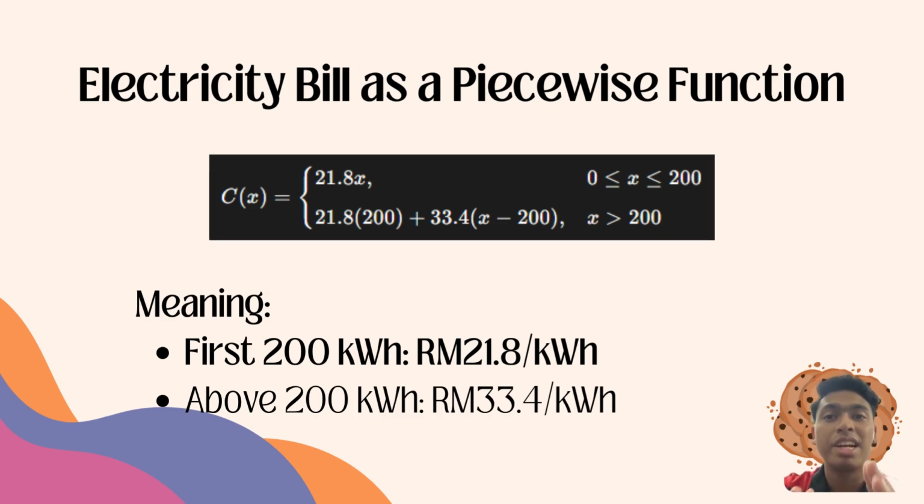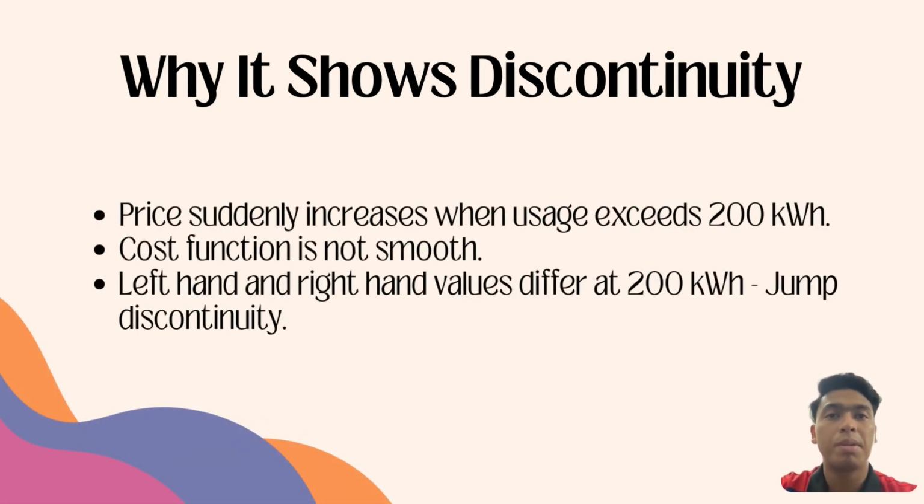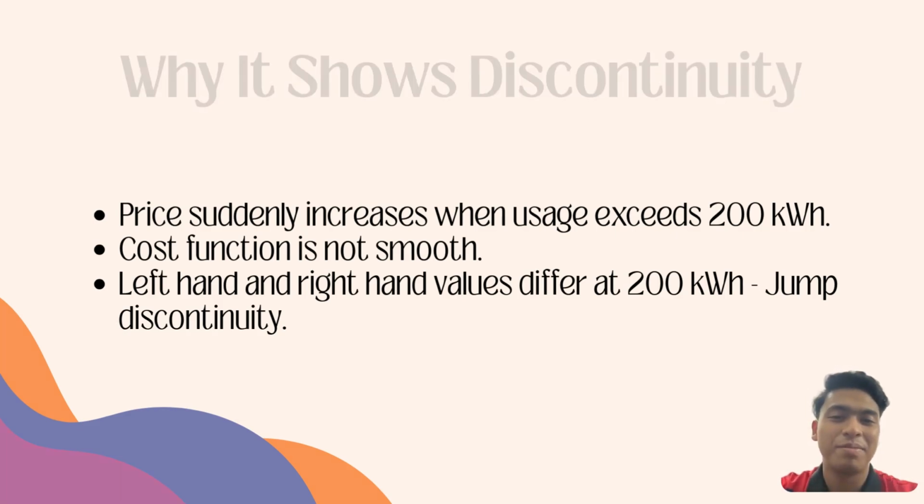This difference in rates before and after the threshold leads to a discontinuity in the cost function. The discontinuity happens because the price changed suddenly at the 200 kilowatt per hour point. This means that the cost from the left side and the cost from the right side are not the same at the point. Since the left hand limit and right hand limit are different, this creates a jump discontinuity. This example shows how mathematical concepts also appear in real life situations such as electricity usage and billing.